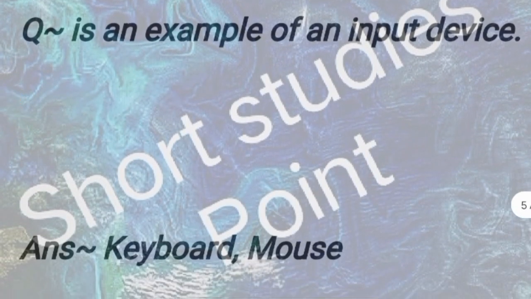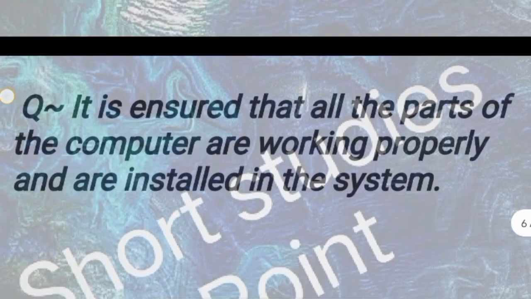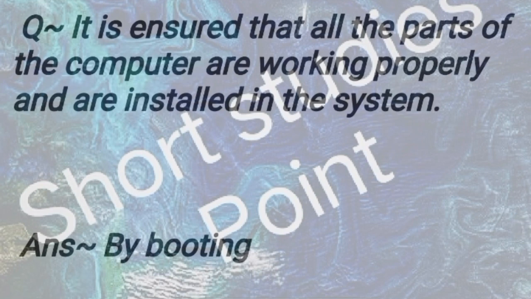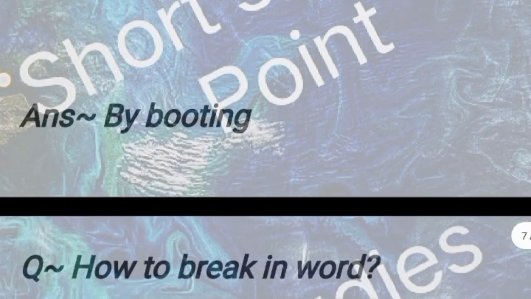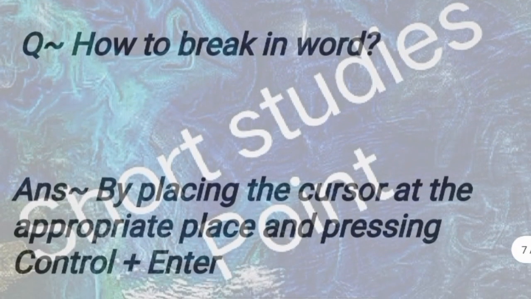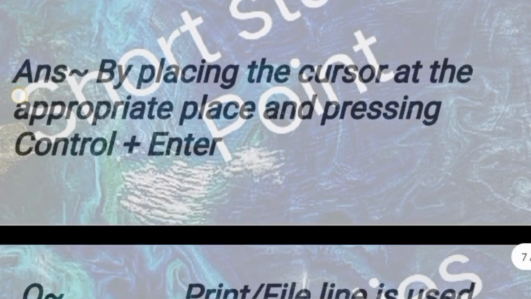Next question: dash is an example of an input device. Answer: keyboard and mouse. Next question: dash ensures that all the parts of the computer are working properly and are installed in the system. Answer: booting. Next question: how to insert a page break in Word? Answer: by placing the cursor at the appropriate place and pressing the Ctrl plus Enter keys.